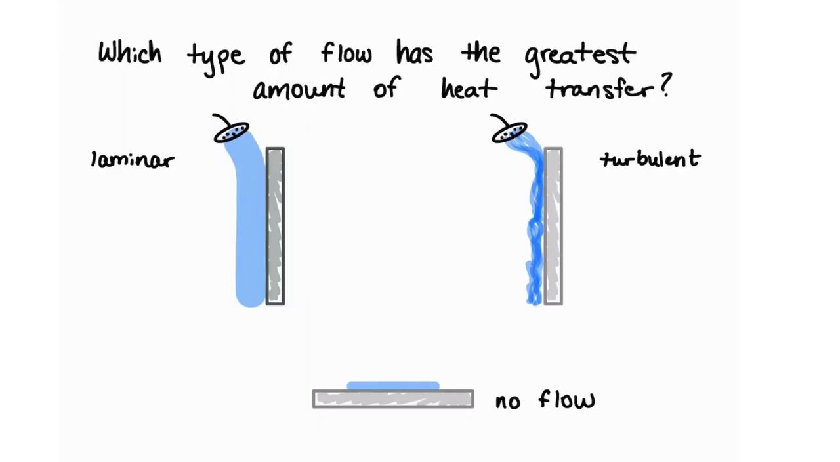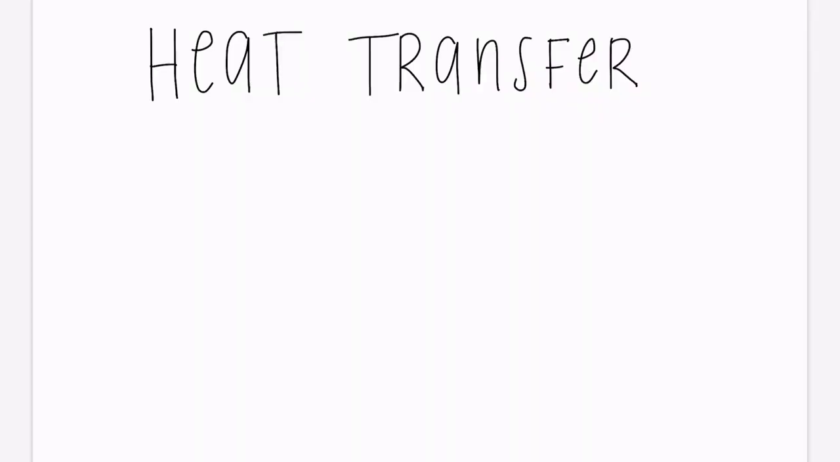Today, we are going to find out which type of fluid flow has the greatest amount of heat transfer: laminar, turbulent, or no flow. But first, let's understand what heat transfer is and how we can measure it. What is heat transfer? Heat flows from areas of hot to cold by convection in liquids and gases.